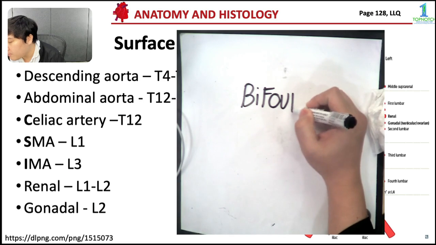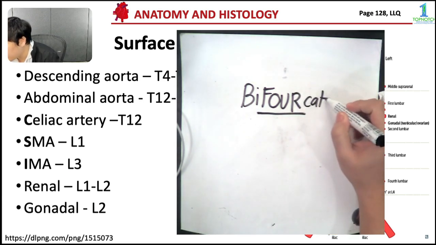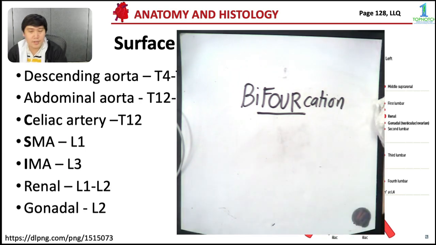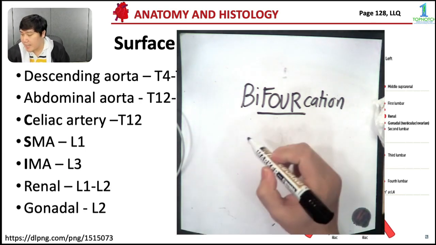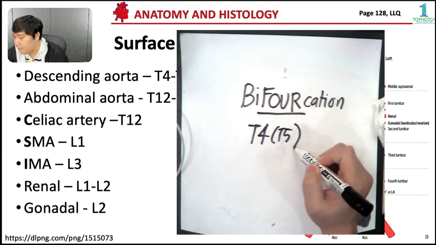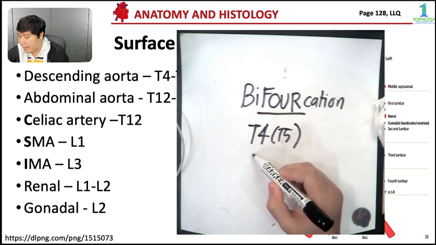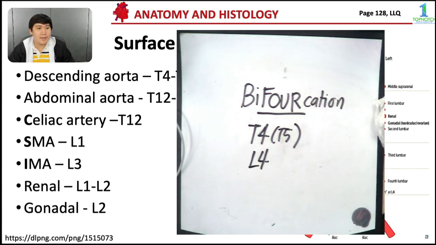Okay? Always remember, pag may 4, usually it's a bifurcation. Kanina, sabi natin, T4, T5, it's the bifurcation of the trachea. At the level of L4, it's the bifurcation of the abdominal aorta, to become your common iliac arteries, right and left.